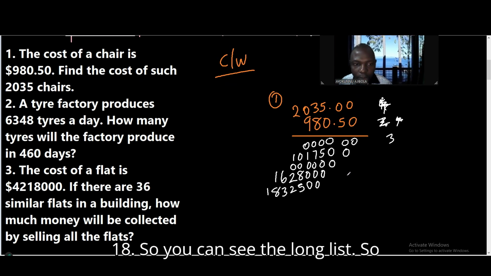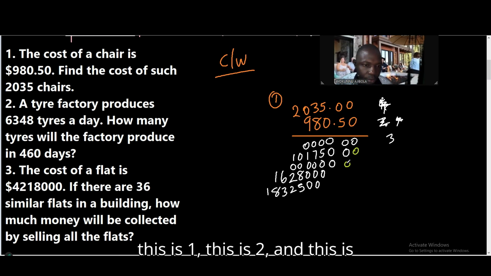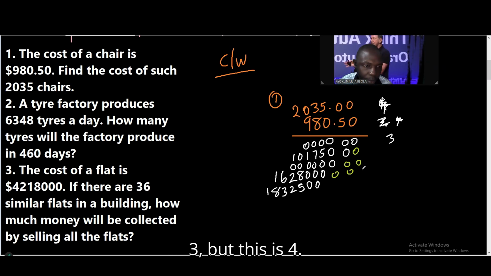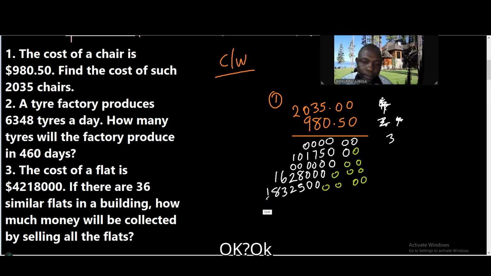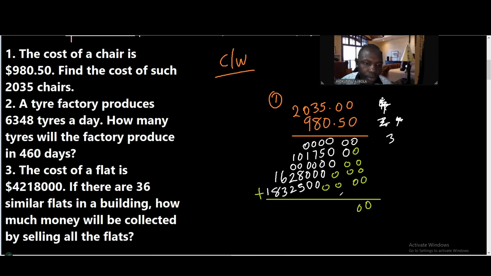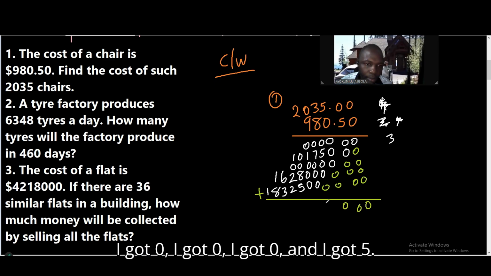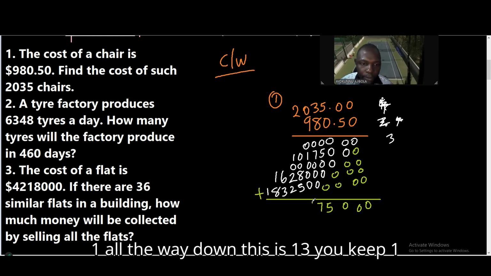So you can see the long list. So there are some empty spaces there. So this is 1, this is 2, and this is 3, while this is 4. Okay? So I'm going to add this together. So I got 0, got 0, I got 0, then I got 5. Then this one 7 all the way down, this one 1 all the way down.